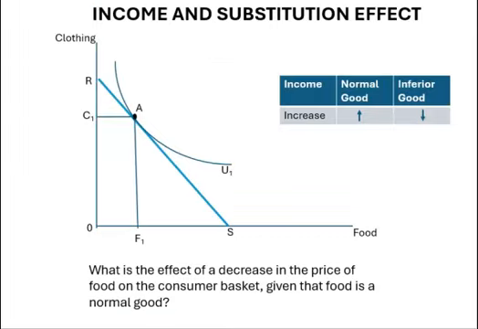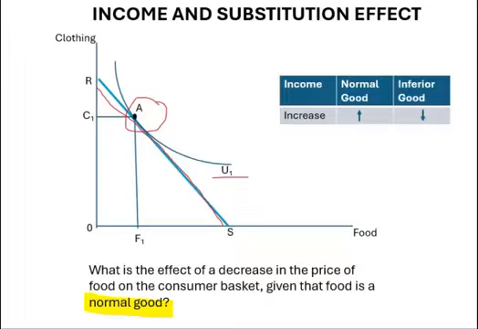In this illustration, we are given two goods, that is, clothing on the y-axis and food on the x-axis. We are also given the budget line, RS. We are given the indifference curve, U1, and the consumer basket is at point A. We are given a question, and the question is, what is the effect of a decrease in the price of food on the consumer basket, given that food is a normal good?